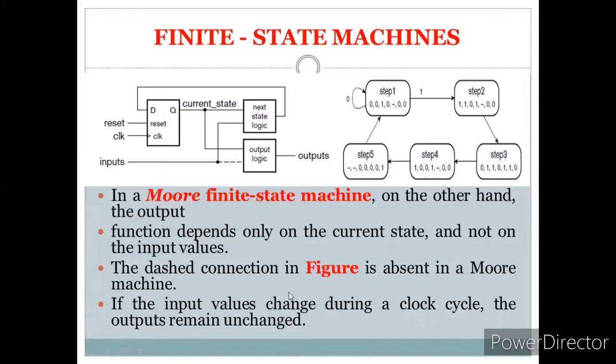If the input value changes during a clock cycle, during the transition the output remains unchanged. So there is a difference between Moore and Mealy: the output doesn't change during the transition of clock cycles here.